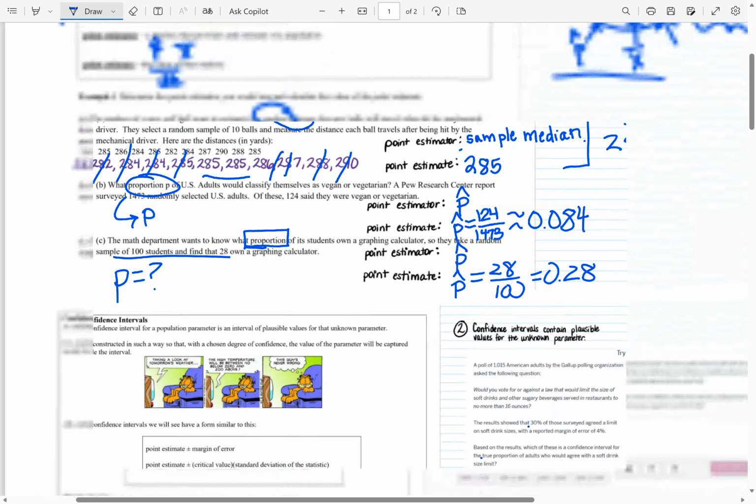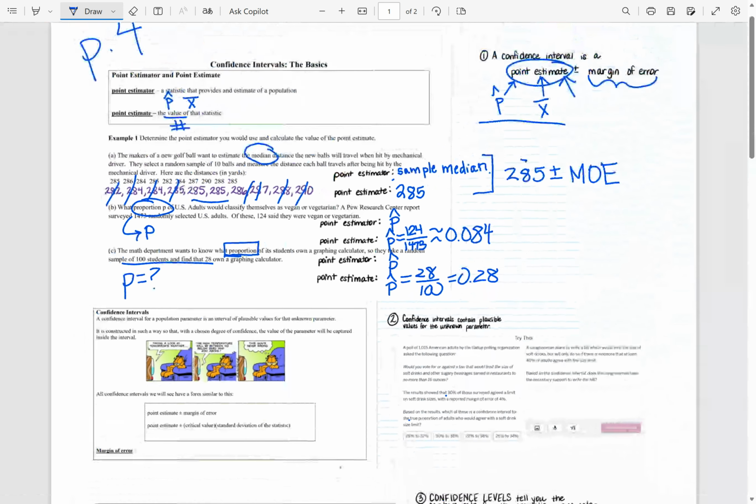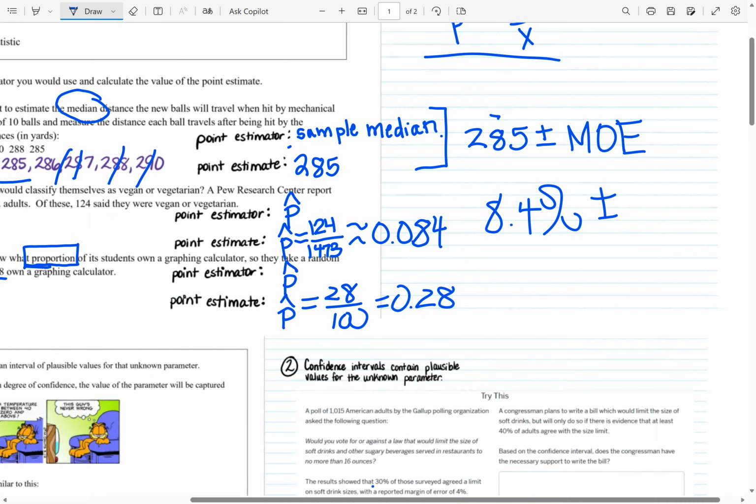Okay, so again, the point estimate is the first part of what you need to calculate a confidence interval. For the golf balls, we would start with that 285, add or subtract a margin of error. For the proportion of U.S. adults who would classify themselves as vegan, we would start with 0.084 or 8.4%, plus or minus whatever the margin of error we calculate later.